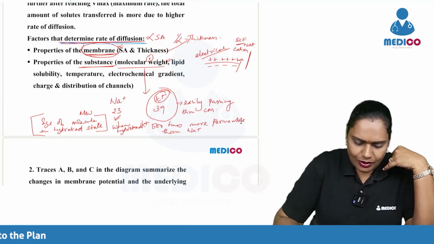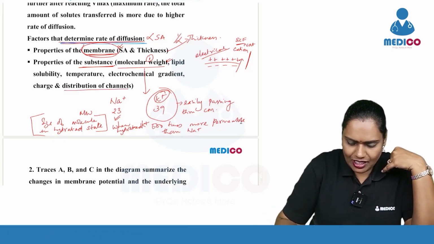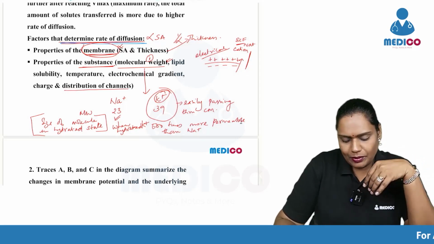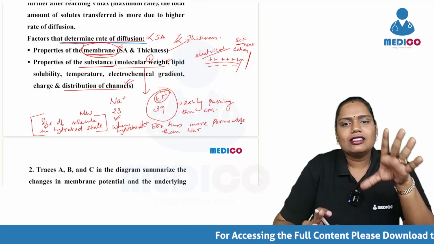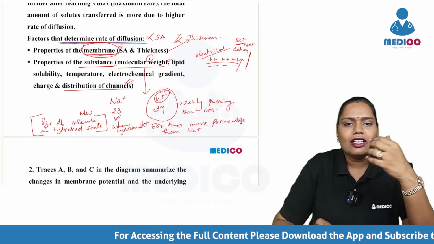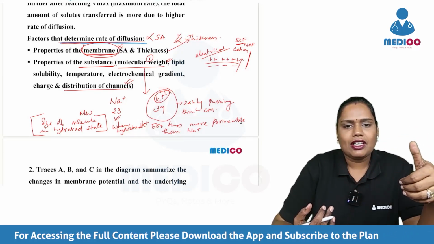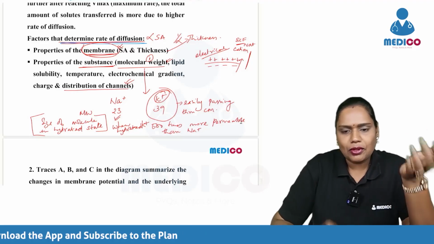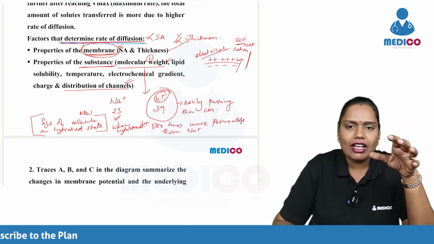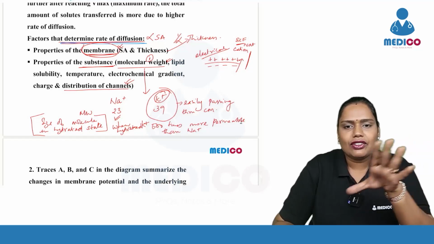Okay. Now coming to the distribution, and finally charge we already told. And now coming to the distribution of the channels. So distribution of the channels depends upon the number of channels. If we have a lot of potassium channels, then the rate of diffusion is going to be more. So it is directly proportional. So these are all the factors that is going to affect the rate of diffusion.